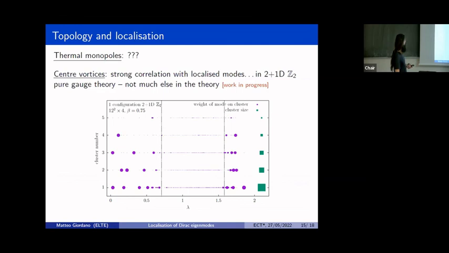Now, thermal monopoles, not anything to say. It would be nice to look at that. One thing that I observed recently is that there is a strong correlation with center vortices in Z2 theory in 2+1 dimensions, where there is not much else. But still, it's interesting that if you look at the localized modes, they really like to sit on clusters of negative plaquettes, so on center vortices. Well, the delocalized ones are just distributed as you would expect for a fully delocalized mode. Yeah, there are localized modes also at the high end of the spectrum, but those are not that interesting physically.